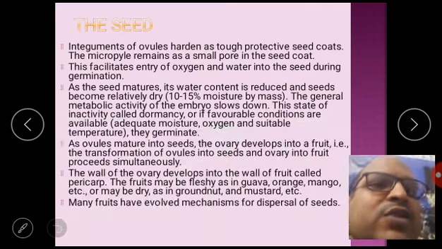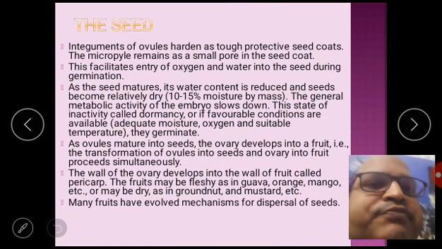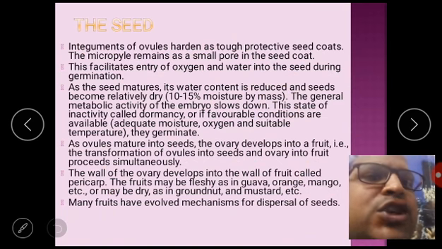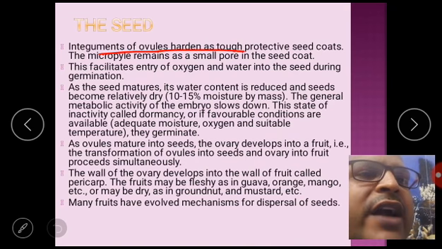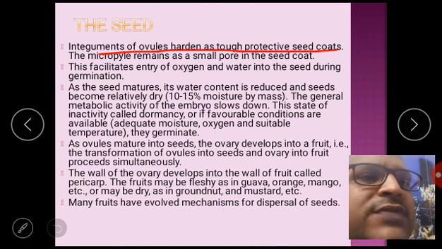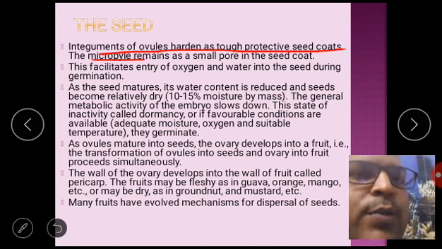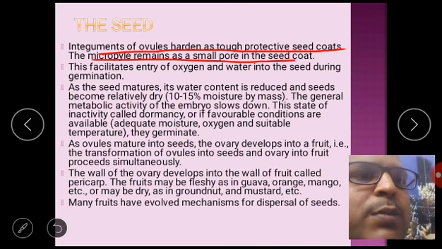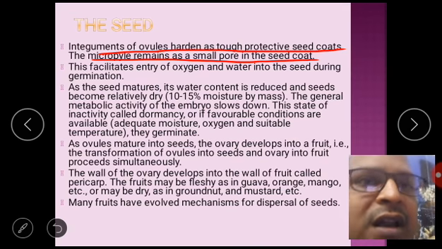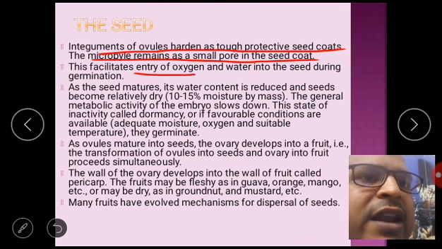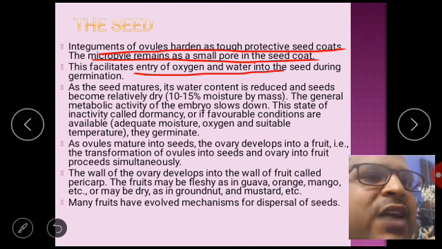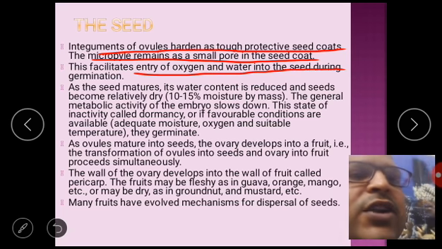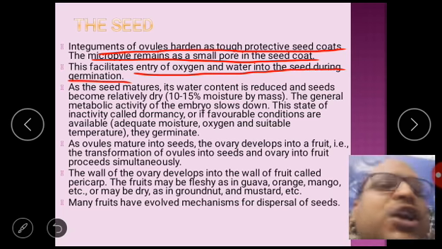Now we are coming to the next part, the seeds. See, the integument of the ovule hardens as tough protective seed coats. The micropyle remains as a small pore in the seed coat. Why does the micropyle remain? It is for entry of oxygen and water into the seed during germination. So this you must know.